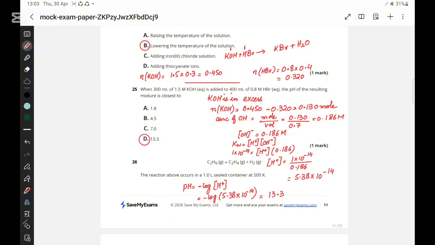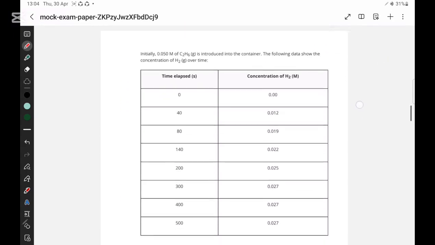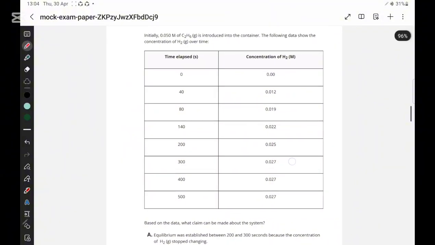So for the next question, the reaction above occurs in a 1.0 liter sealed container at 500 Kelvin. Initially the concentration was 0.05 of C2H6, and the following data shows the concentration of hydrogen over time. When you see the concentration of hydrogen over time, from this time to this time, the concentration of hydrogen becomes constant.